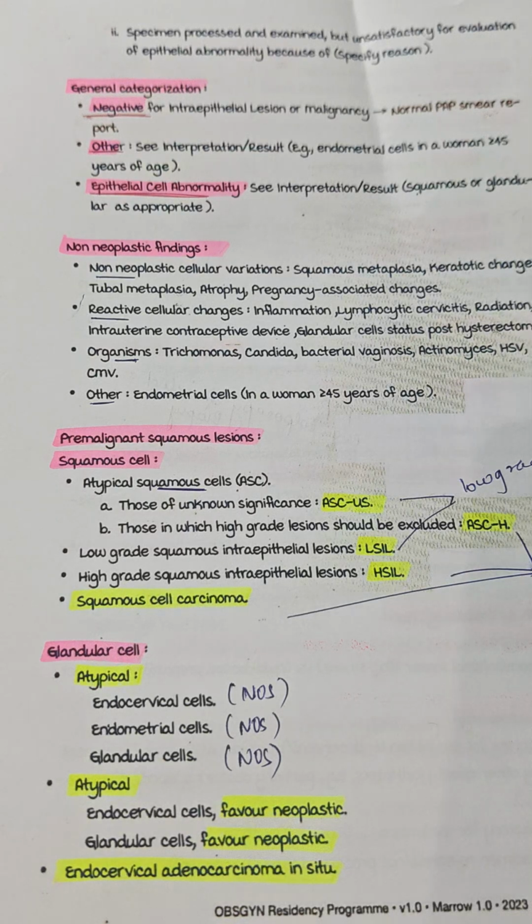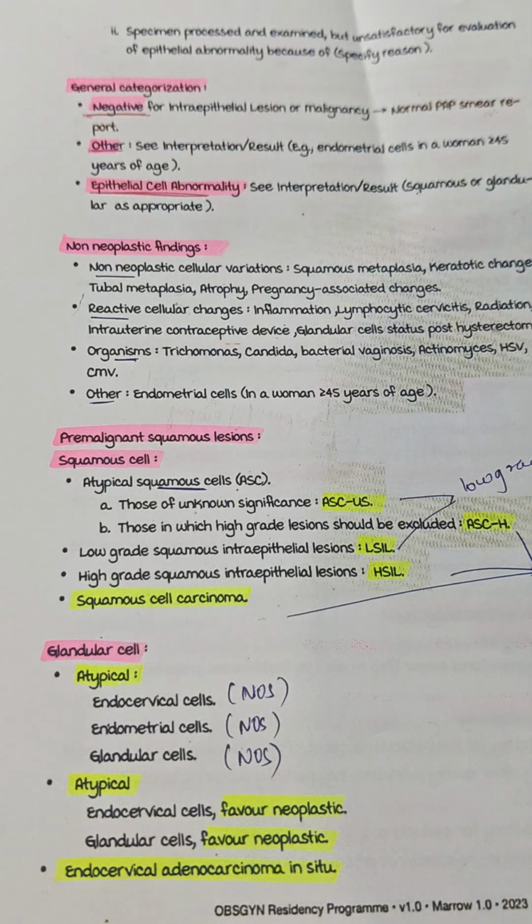Now we have to report about the pre-malignant squamous lesions. If squamous cells are there, then whether squamous cells are atypical squamous cells, could be ASCUS or ASC-H, LSIL, HSIL and the squamous cell carcinoma. ASCUS and LSIL are low grade lesions, while the rest are the high grade lesions.